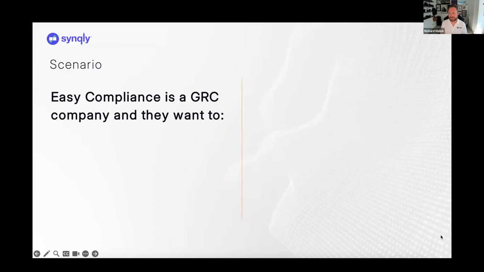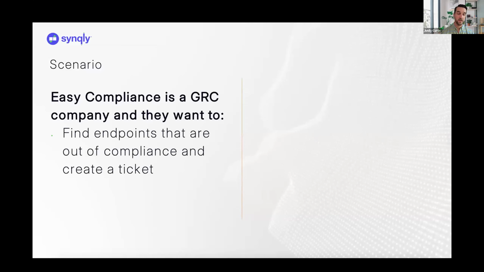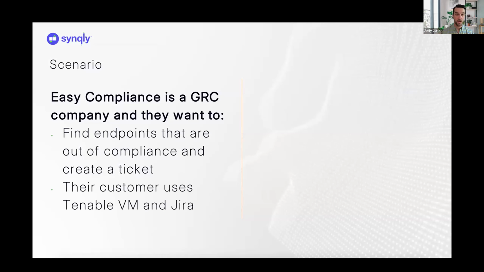All right, cool. So to explain how this thing works, I want to set up a scenario, and this is actually a scenario that one of our customers has implemented. But today I'm going to set it up with a fictitious company. Let's call them Easy Compliance. They're a governance, risk, and compliance, or GRC, company, and they have a simple initial use case for their integrations. They want to scan their customers' environments and find endpoints that are out of compliance. And then, so that their customers know, hey, I have to go resolve this, they want to create a ticket for each of those endpoints that's out of compliance.